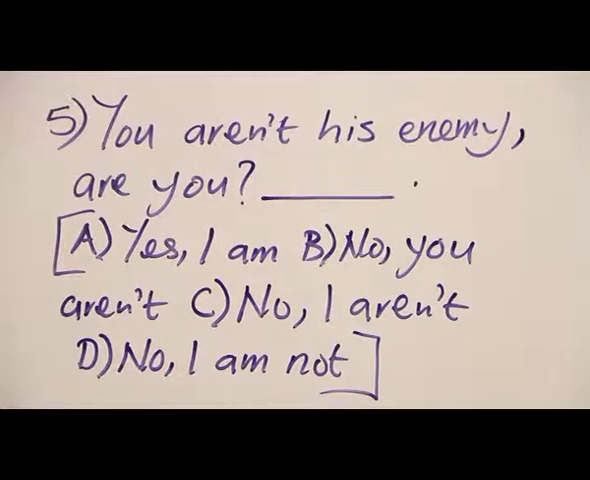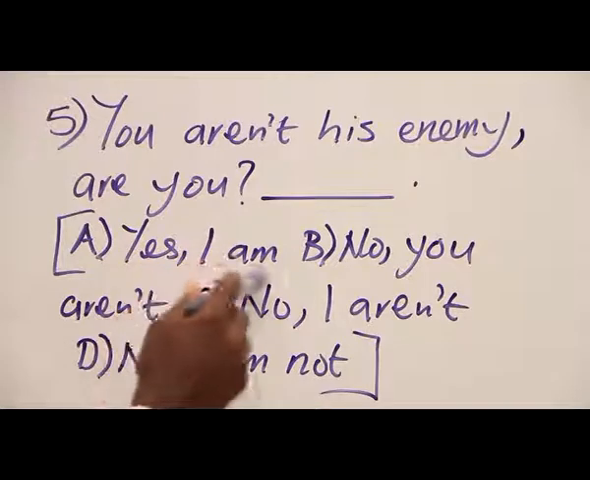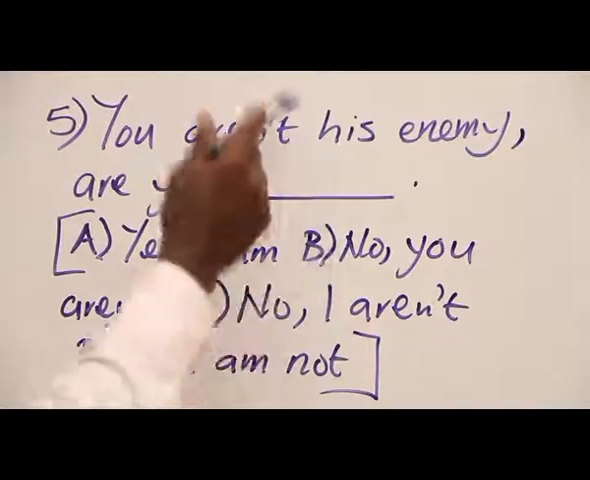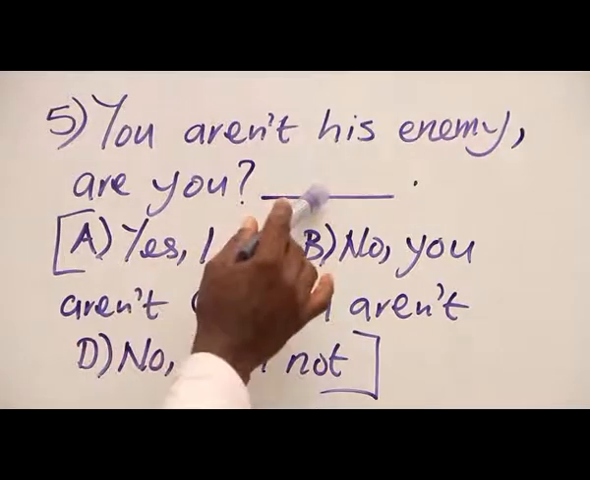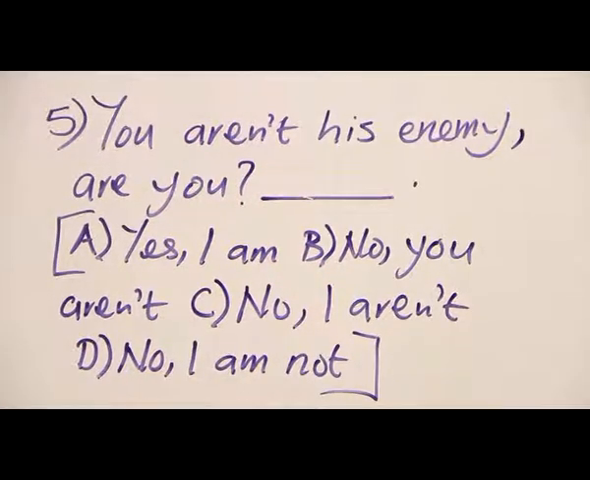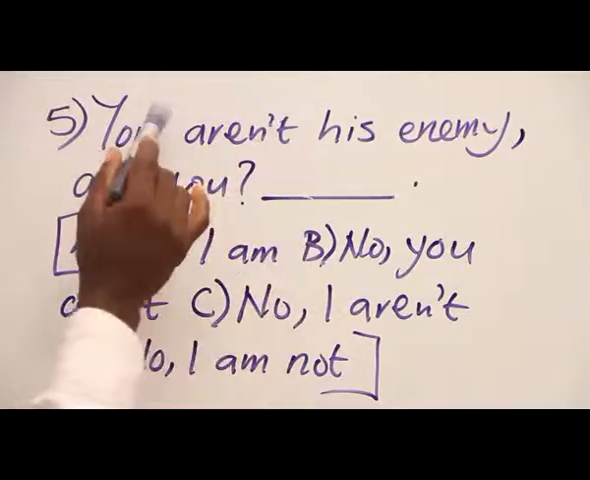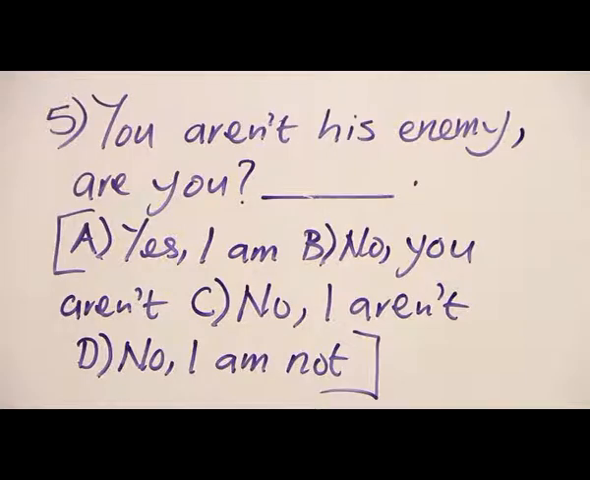Now, look at the options. Let's start explaining them one after the other. A: you aren't his enemy, are you? Yes, I am. That can't work. The response usually agrees with the statement, and this is not agreeing. This is positive; the statement you have is negative. Okay? Now, we'll take option B. Option B is no, you aren't. Of course, this is negative, to agree with the statement. The problem, however, is that when you have you in the statement, which is second person, your response will change to first person. So the subject should be I, not you.